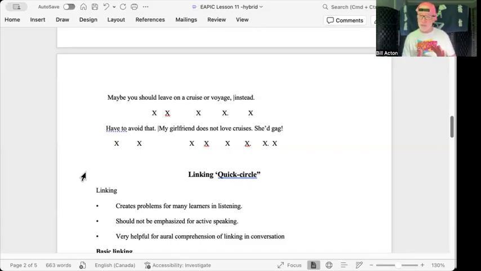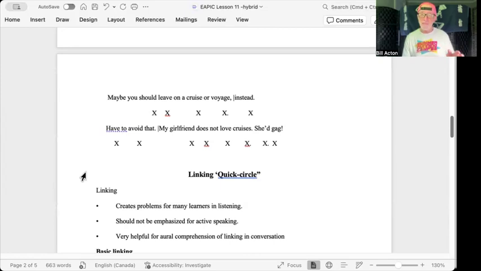For the difference, sounds almost the same. Then she'd, like T, but lengthen the vowel. She'd gag. You're really saying G-A-K. Gag. Have to avoid them. Have to avoid that. My girlfriend does not love cruises.